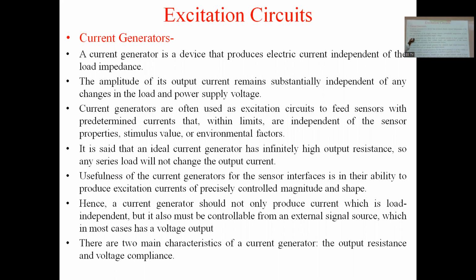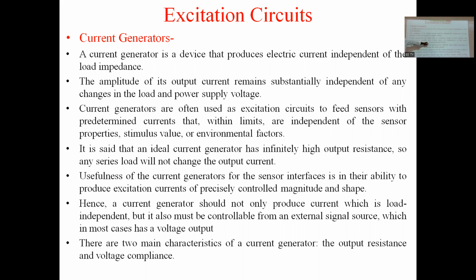This current generator will be used as an excitation to feed the sensor. त्या सेन्सरला एक्साइटेशन प्रोव्हाइड करण्यासाठी आपण यूज करतोय विथ प्रीडिटरमाइंड करंट व्हॅल्यू. त्याची जी काय सेन्सरची करंट व्हॅल्यू असेल म्हणजे करंट व्हॅल्यू प्रीडिटरमाइंड असेल, suppose 10 ampere current value, it will be constant for each and every operation for that type of active sensor. So that predetermined value within the limit, and that value is independent of the sensor property.